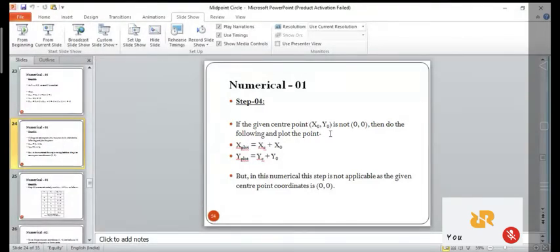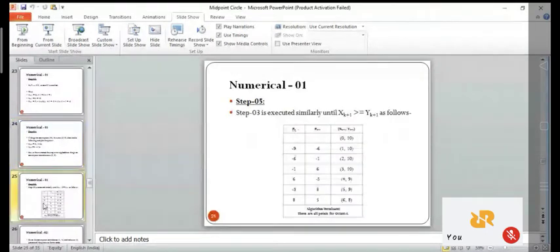This step is computed if the center point is not 0. But in this case, as you might have seen in the question, the center point is 0, 0. So that means you are not going to perform this step 4. You are simply going to ignore step 4. Now, step 5.